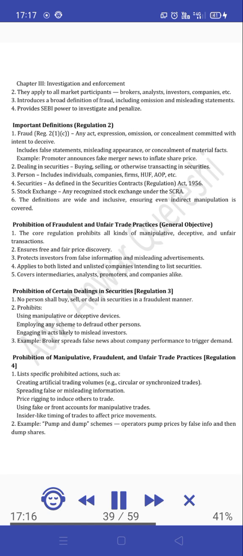Prohibition of certain dealings in securities, Regulation 3.1. No person shall buy, sell, or deal in securities in a fraudulent manner. 2. Prohibits using manipulative or deceptive devices, employing any scheme to defraud other persons, and engaging in acts likely to mislead investors. 3. Example: broker spreads false news about company performance to trigger demand.